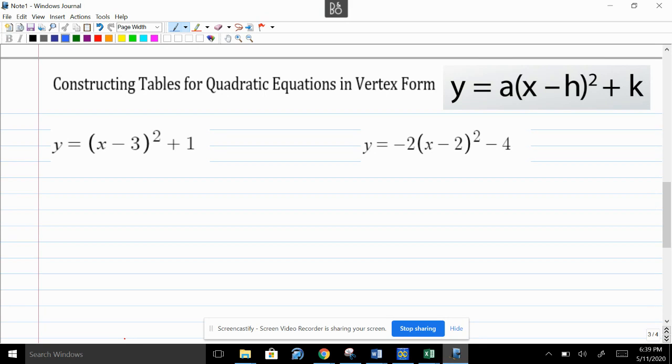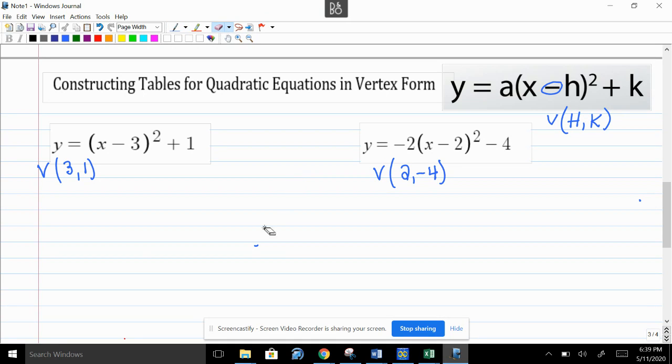The vertex of these graphs, we've talked about this before. Okay, your vertex is the opposite of h, comma, k. Okay, you see the negative sign that was built in there. That's something we've talked about already. So your vertex over here for this first problem, the opposite of -3, which would be 3, comma, +1. The vertex over here would be the opposite of -2, which is 2, comma, -4. Okay, everything's going to work off of that vertex, guys. So that's the most important part, that you have your vertex down.